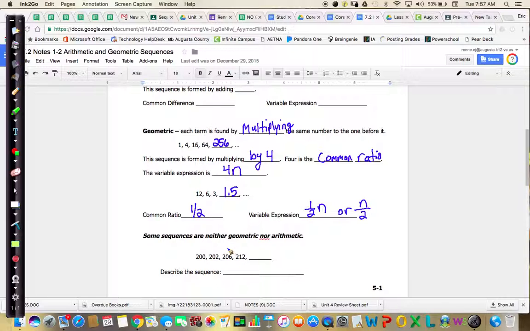Okay, so some sequences are neither geometric nor arithmetic. So we have this one, 200, 202, 206, 212. And hopefully you notice that this is going up by +2, +4, +6. So the next one, of course, is +8, which would give us 220. So it asks us to describe the sequence.